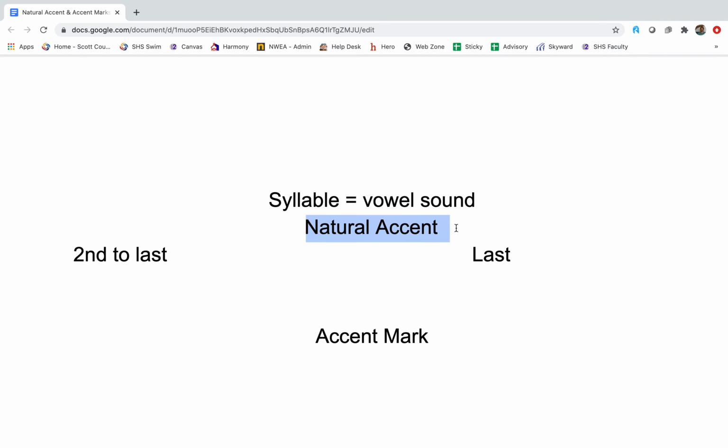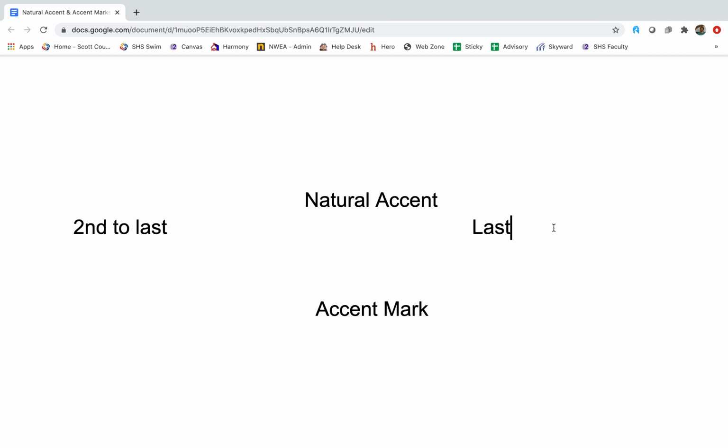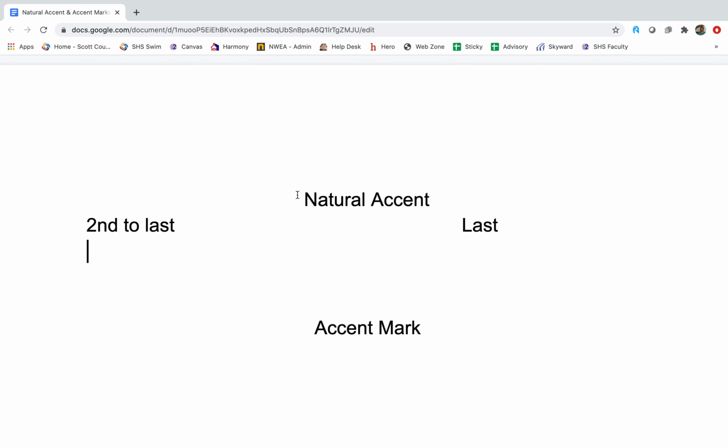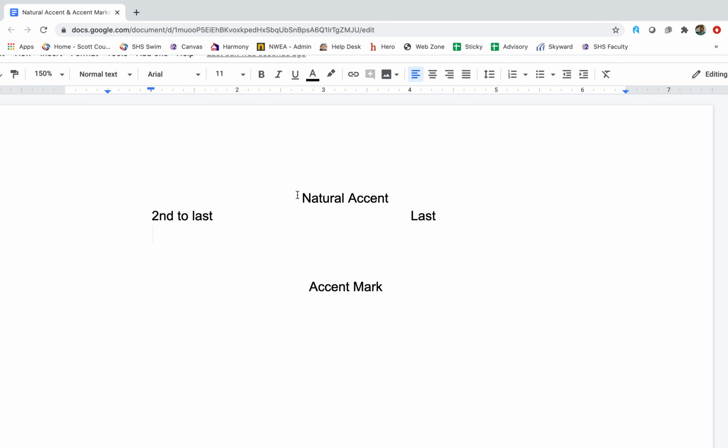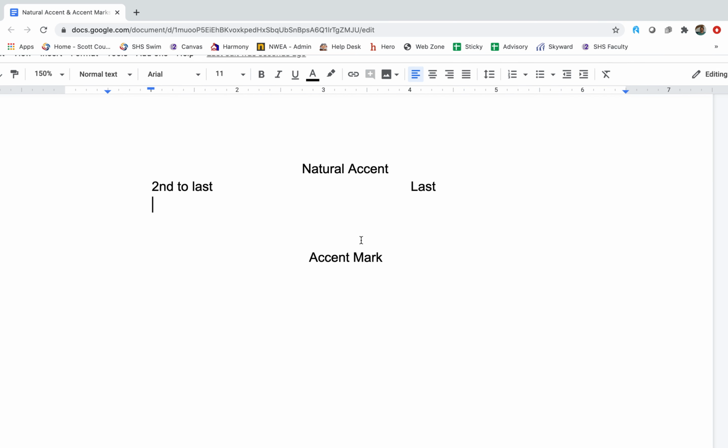So the natural accent of a word is going to fall on either the second to last syllable or the last syllable. In English, we don't have rules that make any sense. In Spanish, we do, and these are those rules. So when I have a word and I want to figure out where the natural accent is in that word, I need to look at the very last letter.